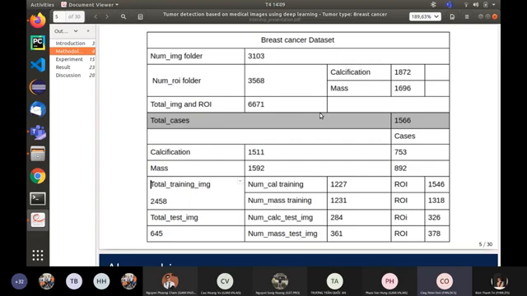And the total of patients that participated in that cohort was 1,566. That's why we have 1,566 cases. We have other numbers here to say how many calcification images we have and also how many cases, and the same thing for mass. In total, for training images, I have 2,458 images, and for test images, I have 645 images. So with this data set, I got to work to bring out a good solution.